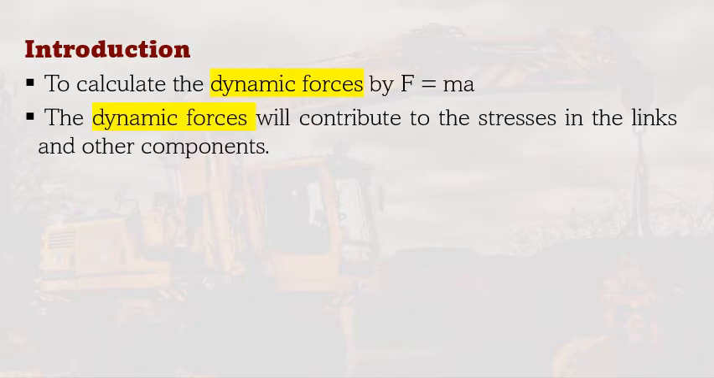Obtaining the accelerations of points in the links of a machine is a prerequisite to making an inertia force analysis of the machine. Once we have these forces, we can use the formula force equals mass times acceleration. The acceleration in that formula will be the one that we get in our analysis. These dynamic forces are important because they contribute to the stresses that these links and other components may experience in actual practice.